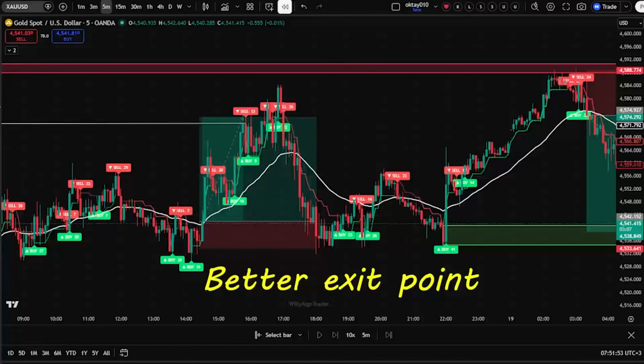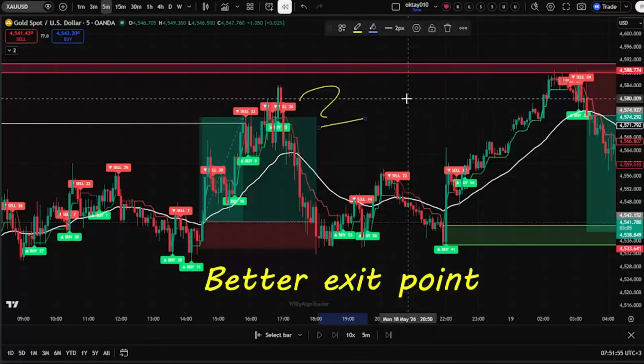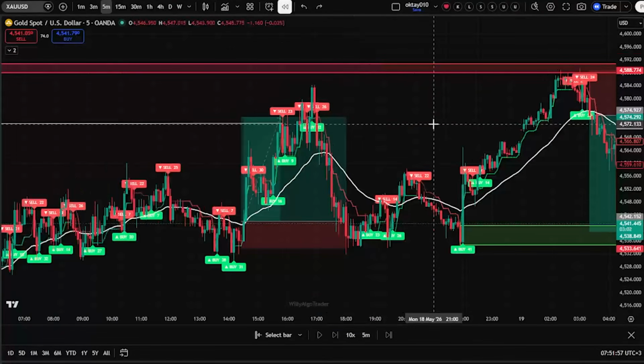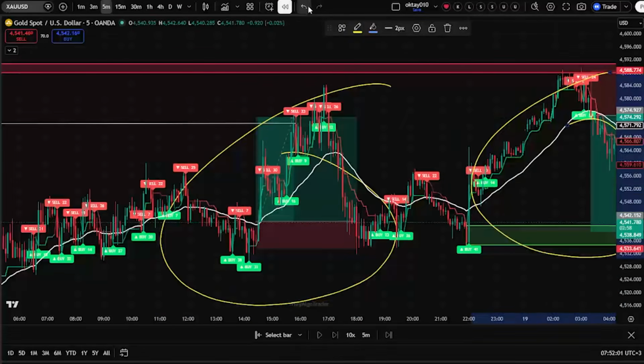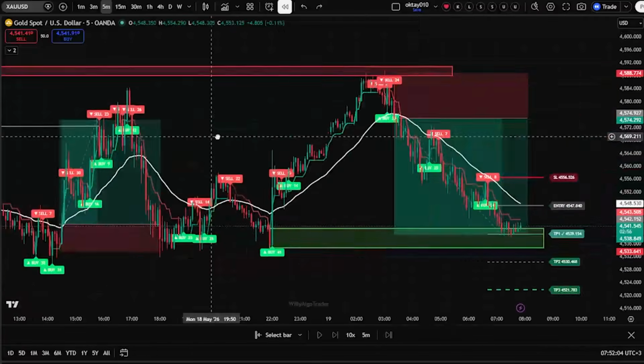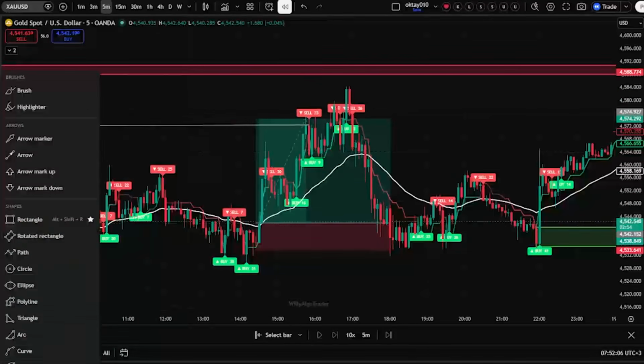2. How to exit a trade. Timely exit is even more important than entry. Even if the buy or sell signal is correct, not managing the exit properly can turn your profit into a loss. Long exit, fixed profit target.